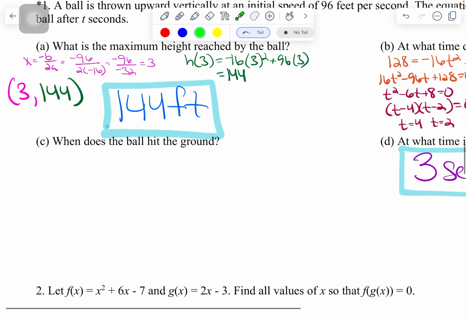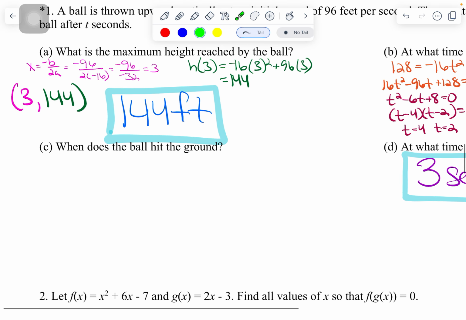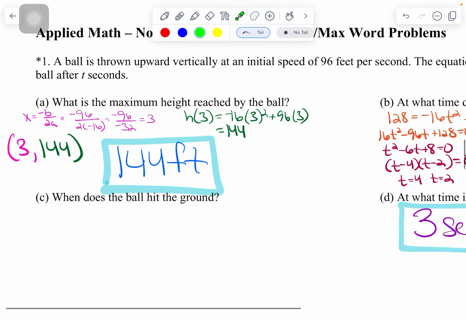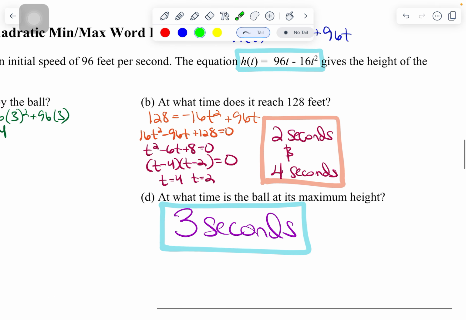And one more question is, when does the ball hit the ground? So if we think about the problem, this equation gives the height of the ball. Well, the height of the ball at the ground is 0. So what I'm asking you to do for part C is to find the zeros. So we've got 0 equals negative 16t squared plus 96t, and that's what I want to solve.